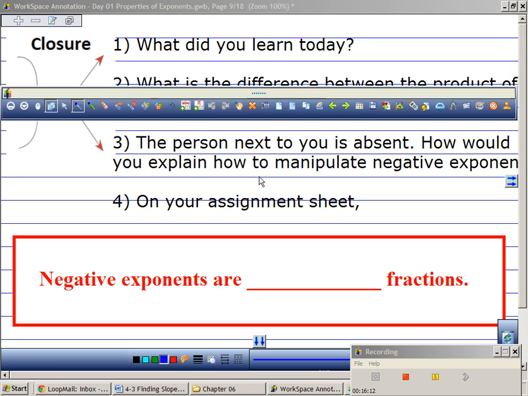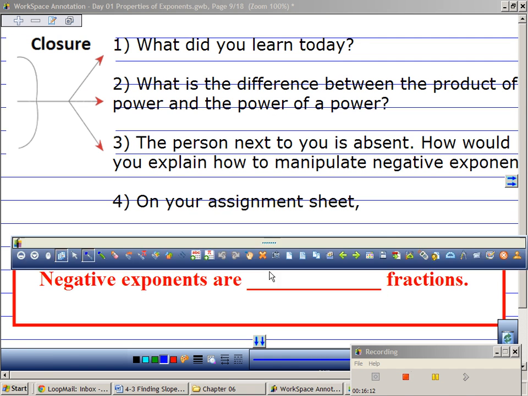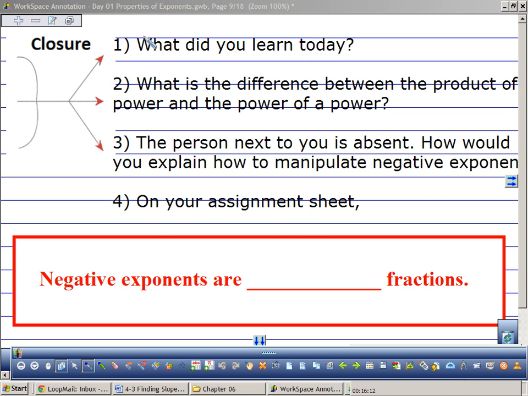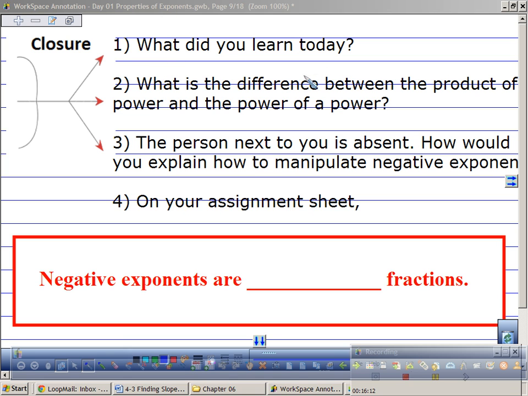All right, so what did you learn today? What did you learn today? Anything? Nothing at all? Nothing at all, huh? All review? Properties of exponents.